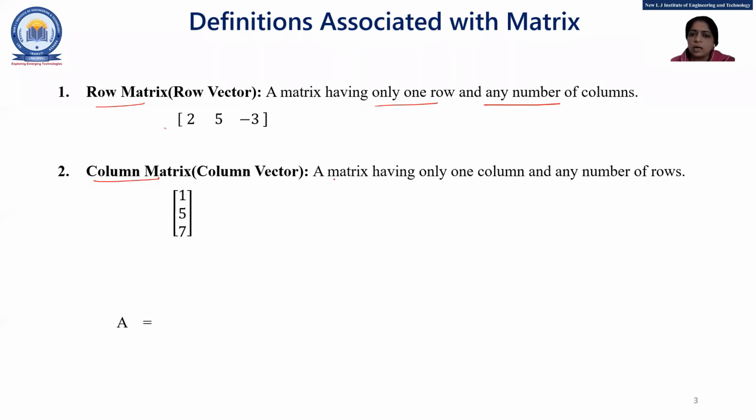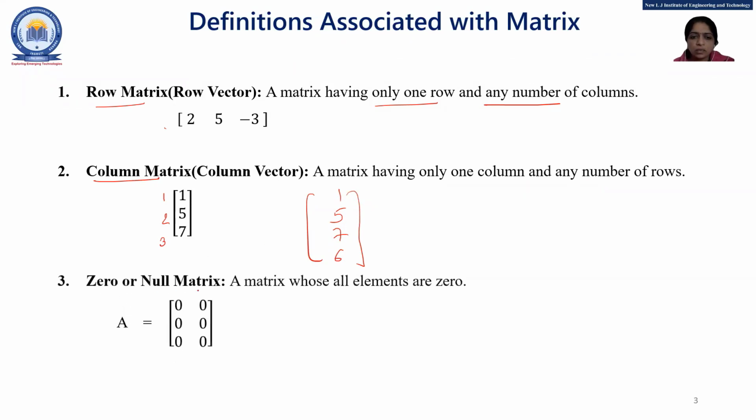Column matrix: a matrix having only one column and any number of rows. See that here is one column. Rows are 3. This one is the first row, second row, and third row. It may be 1, 5, 7, 6. It doesn't affect the number of rows. But having one column, that type of matrix is known as a column matrix. Null matrix: a matrix whose all elements are 0 is known as a null matrix.